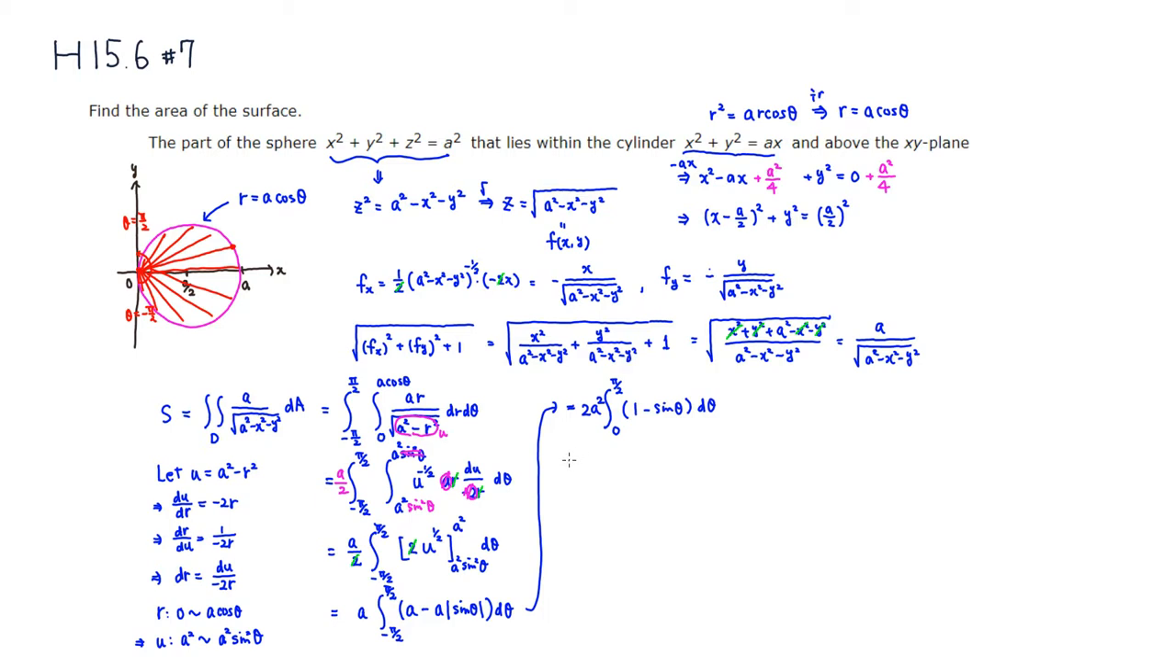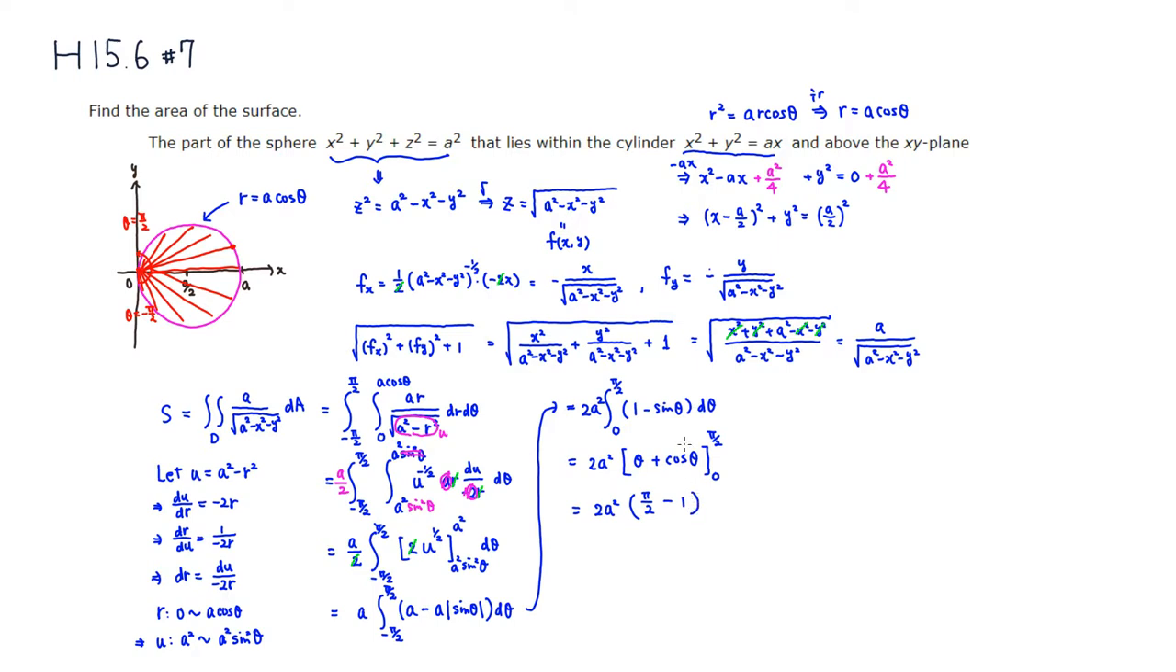So find the antiderivative. So you have a 2a squared. The antiderivative of 1 would be theta. The antiderivative of sine theta is going to be positive cosine of theta, and then you're going from 0 to pi over 2. So this is going to be 2a squared. Then you plug in pi over 2, and the cosine of pi over 2 is 0, minus, plug in 0, the cosine of 0 is 1. So we have that.